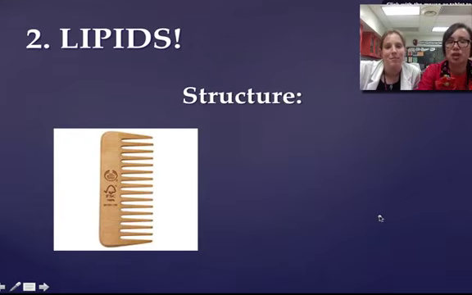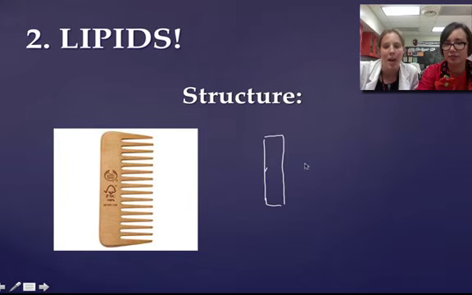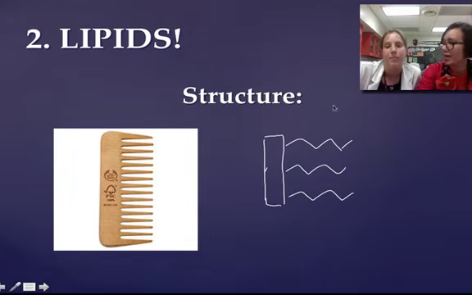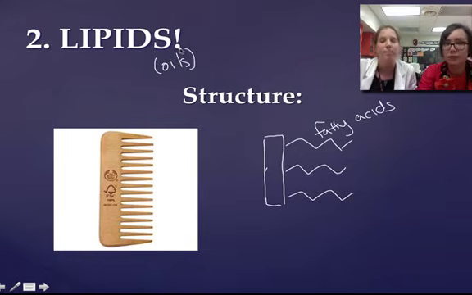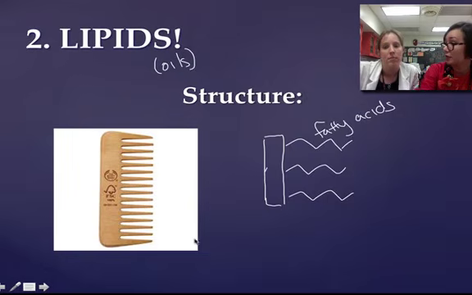Now let's talk about the structure. Why is there a comb there? Okay, because lipids actually look a little bit like a comb. They have a structure that looks like this. They have this backbone that is kind of a square, and then they have these little teeth coming off of it, just like a comb. And those teeth represent what? Fatty acids. Okay, and that's helpful because if you remember, oils are an example of lipids, and you might use a comb to comb oils through your hair. All right, so very different than carbs. Carbs look like a house. Lipids look like a comb.